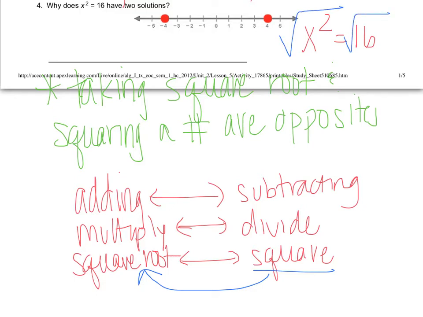And we learned that squaring and square rooting are going to cancel each other out, so we're just left with x. And then we take the square root of 16. We're trying to figure out what number times itself gives us 16. Well, 4 times 4 gives us 16, and negative 4 times negative 4 also gives us 16. That's why we have 2 solutions here.